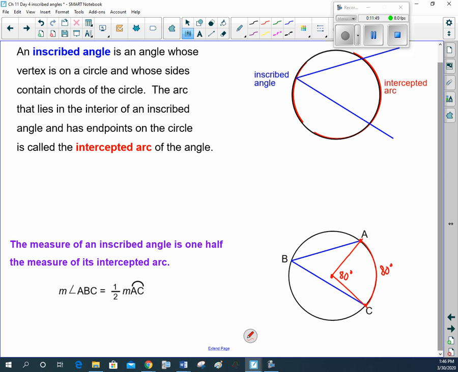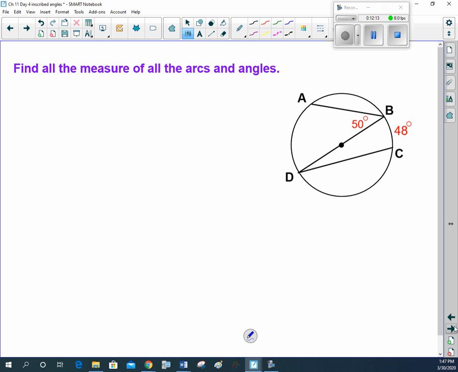Well, it turns out that if it's an inscribed angle, and inscribed, remember, means that the vertex has to be on the circle, you have to pay attention to where the vertex is, then this angle is actually half of the intercepted arc. So half of 80 is 40 degrees. You have to pay attention to where the vertex of your angle is. Is it at the center or is it on the circle? That makes a difference.